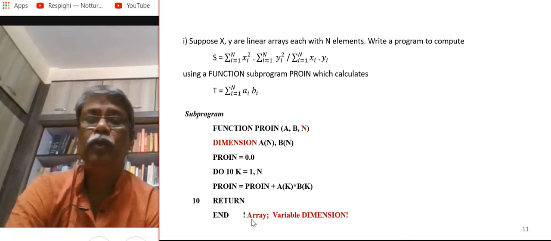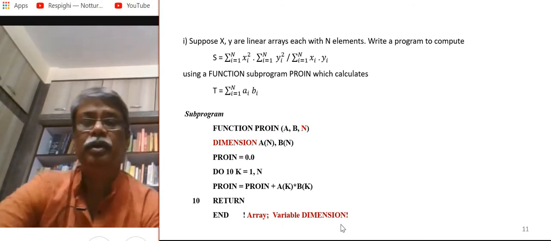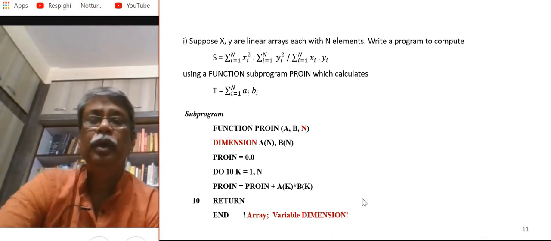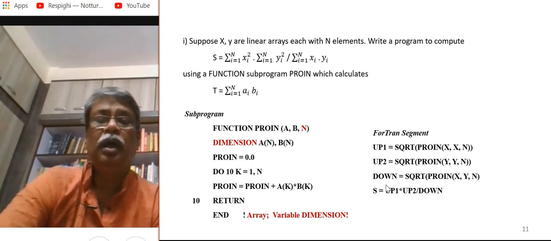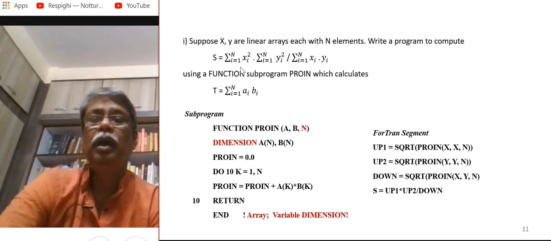One thing you notice more: here I am using dimension a n, where n is coming through the parameter, so it's not a constant but a variable. So I am using a variable dimension that I discussed in the last episode. And now the Fortran segment. You will be actually calling the same subprogram 3 times. One is for x square, another for y square, another for xy.